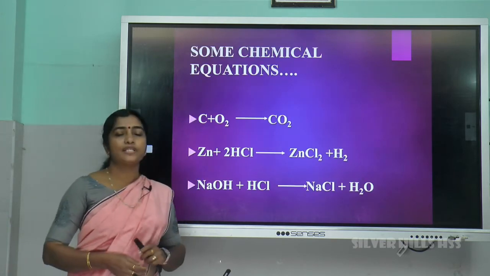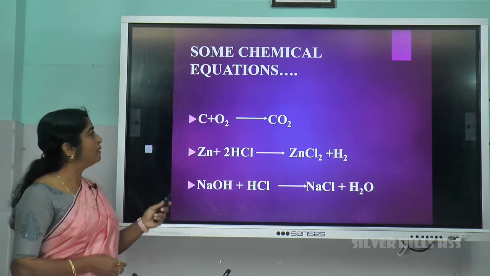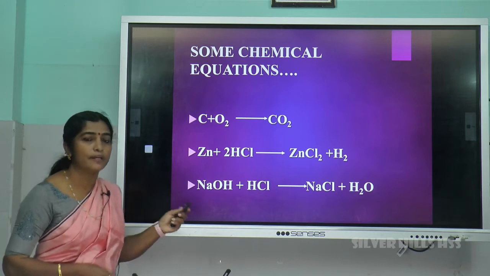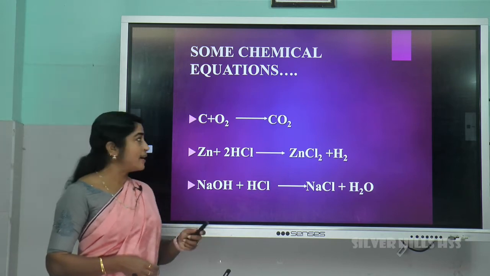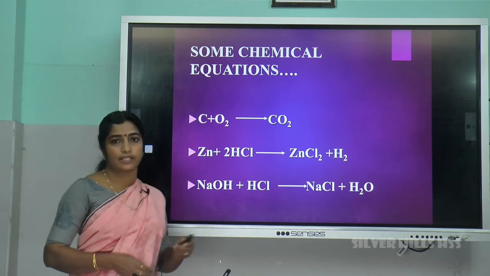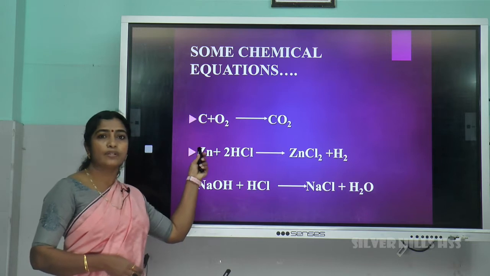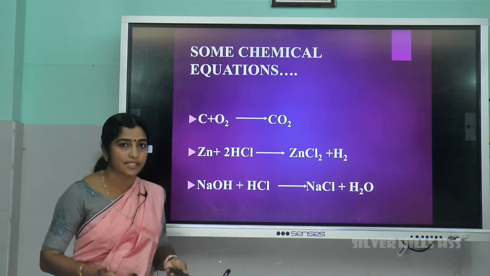Some chemical equations are given here. Burning of carbon: carbon burns in air to form carbon dioxide. The reactants are carbon and oxygen, and the product formed is carbon dioxide. Can you convert this carbon dioxide back to carbon and oxygen? No, it is not possible.